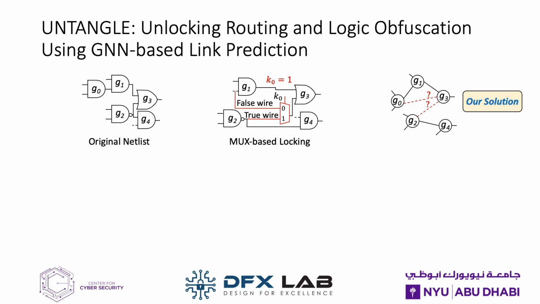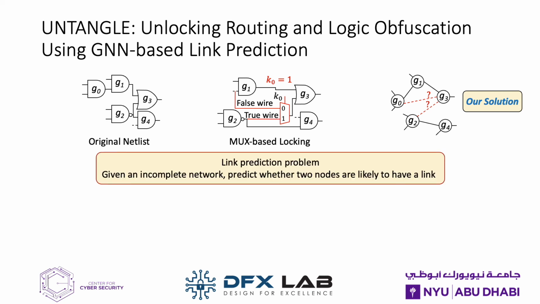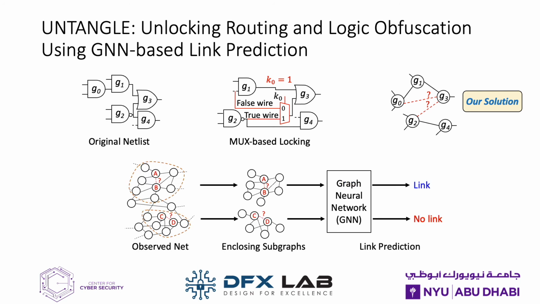So to do that, we solve this using a link prediction platform. And in a link prediction problem, the idea is that given an incomplete network, predict whether two nodes are likely to have a link. And this is what we do. We take an incomplete circuit and we predict whether two gates are likely to have a connection or not. So we solve this using a GNN.